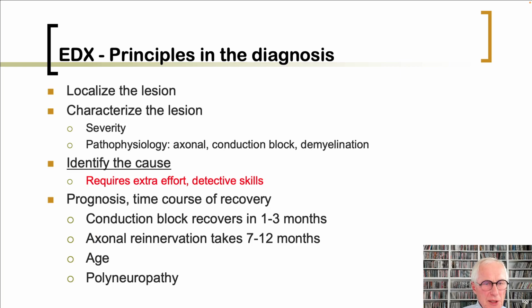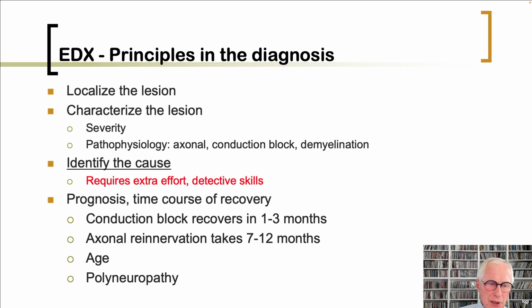For the neurophysiologist, we need to localize the lesion and characterize the lesion. These are fairly straightforward and simple procedures. And we need to identify the cause. So it requires a little extra effort, detective skills. And while we do the measurements, we can talk with the patient and get an idea how the neuropathy came about. And we can give the patient also a prognosis. The conduction block will recover within a few months, no later than 3 to 4 months. Axonal reinnervation will take up to 1 year.